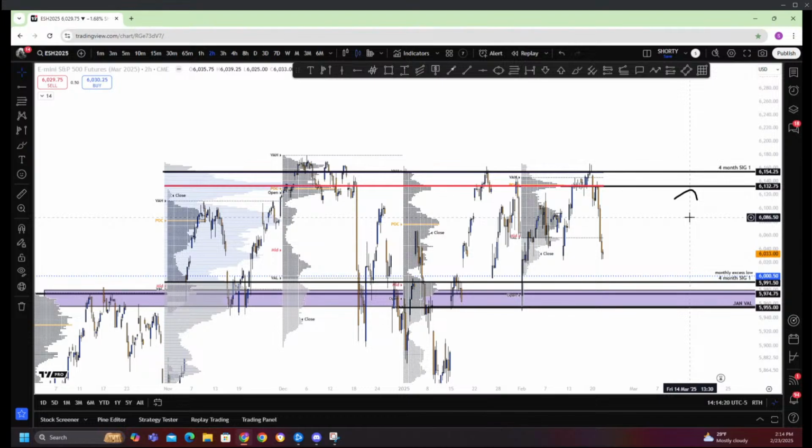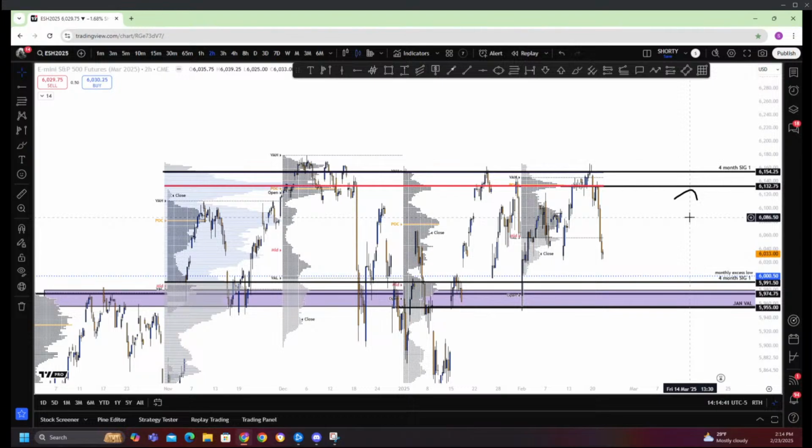The value low. Okay. Any other ones? They have to reclaim the POC, right? We'll reclaim 6132. That'd be too far for tomorrow.